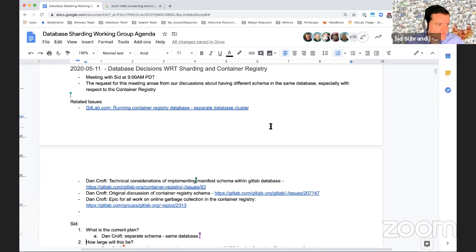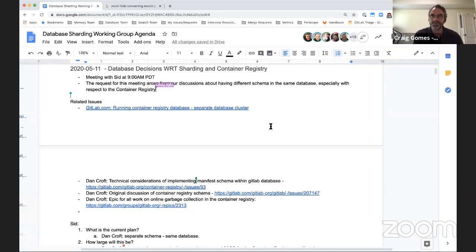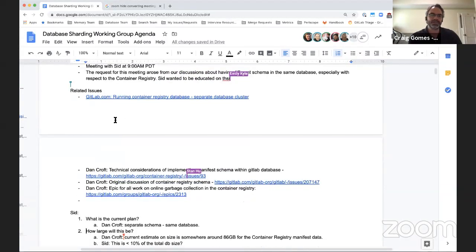Thanks. So yeah, the request for this meeting arose out of our discussions about having different schemas in the same database, especially with respect to the container registry. And if I remember what Sid said correctly, he said, I need to be educated on this subject. So here we are. The question came up early last week, and there've been a lot of discussions, and the related issues are linked here.